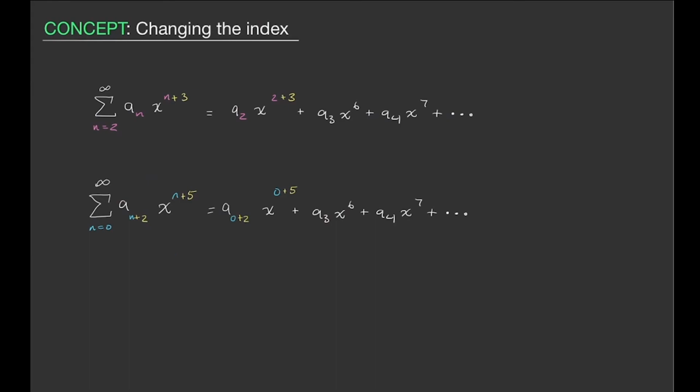Likewise, here we're starting at n equal to 0, but we want to start at n equal to 5, so we take n plus 5, and that will give us the 5 here. Where again, we went from 2 as a starting index down to 0, so we subtracted 2 there, and then we increased this value by 2. So we went from n plus 3 to n plus 5, we went from n to n plus 2.